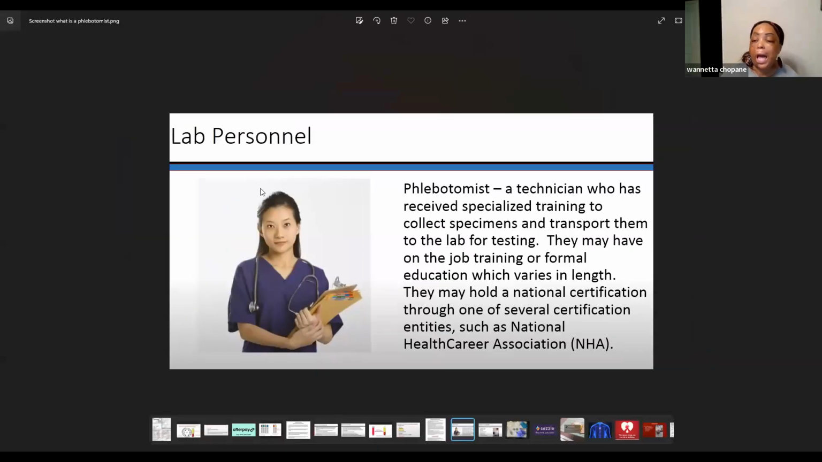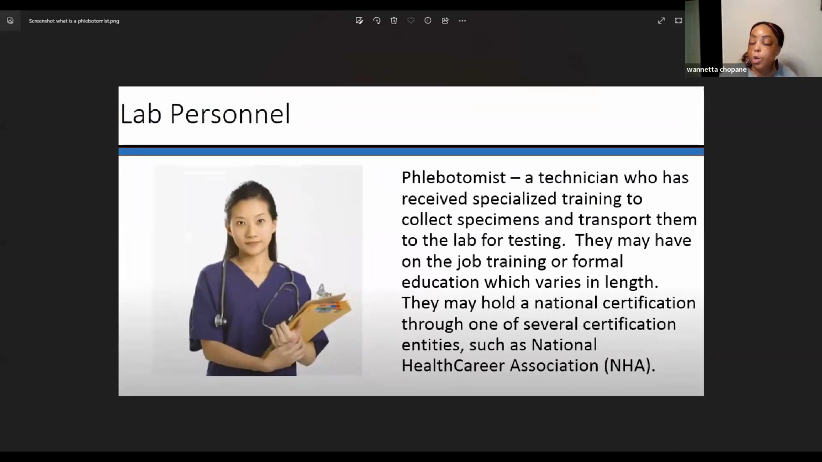Also, lab personnel. Let's just say you're advancing and you're working in a hospital. You may not draw a person's blood all that day, but you're working in the lab. So if I was the phlebotomist and I'm bringing you the blood work, you may be working firsthand with a medical lab person that looks under the microscope, separates the blood to get the results. So that is a step of phlebotomy, okay?